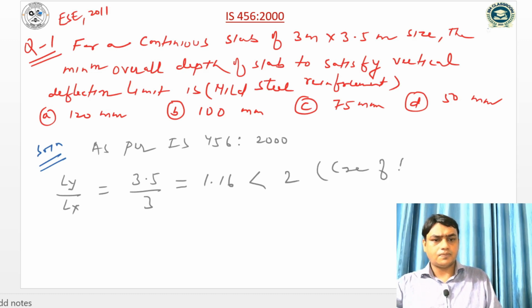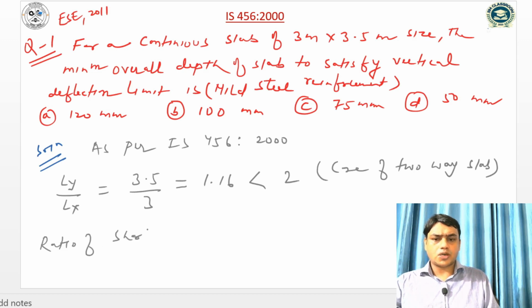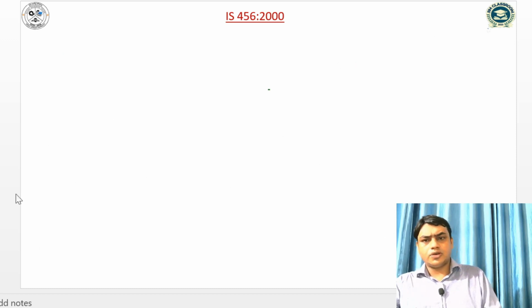In case of a two-way slab, the code suggests for mild steel reinforcement the ratio of shorter span to overall depth, for a continuous beam, will be 40. So here we can write, let us assume Lx is the shorter span, L shorter divided by D is equal to 40.